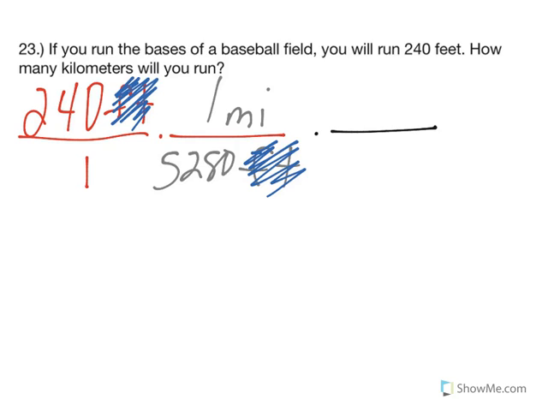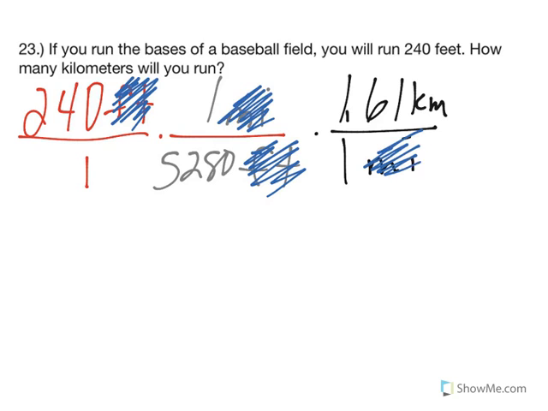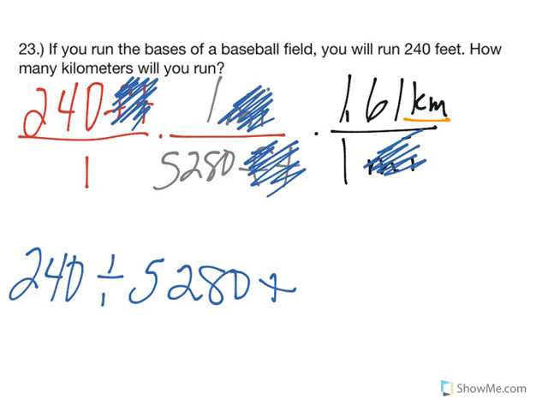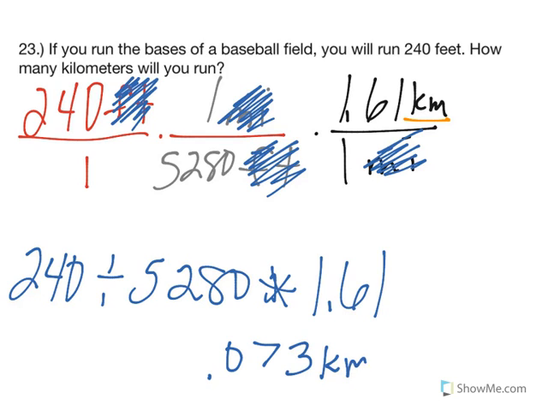And then you could say, well, now that I have miles, 1 mile is 1.61 kilometers. Again, I always try to keep the 1 on the bottom. Not that it matters. And now I have kilometers, which is what I want. So for 240, my 5,280 is in the bottom, so I have to divide by that. And then I'm going to multiply by 1.61 kilometers because it's in the top. And so if you run the bases of a baseball field of 240 feet, that is 0.073 kilometers.